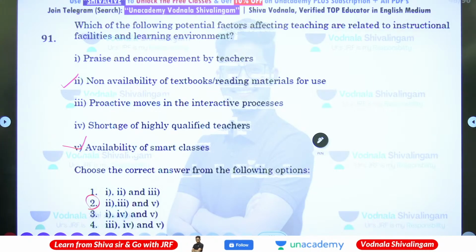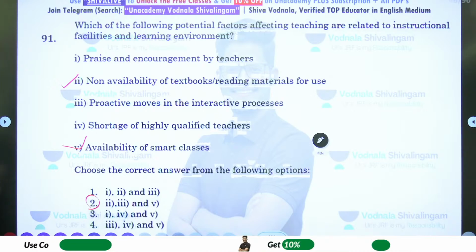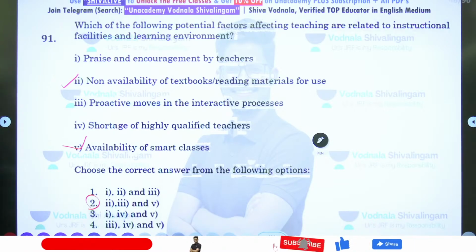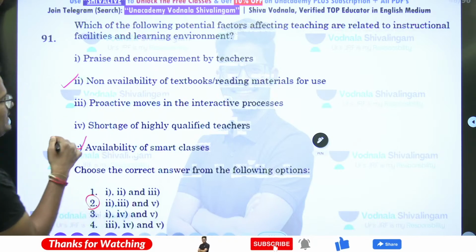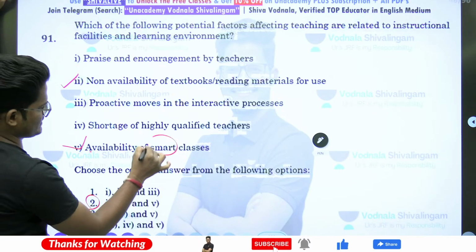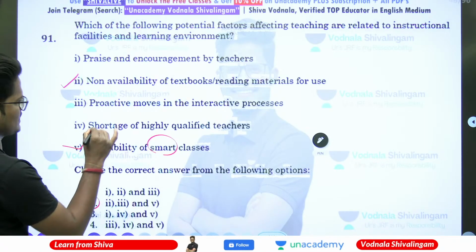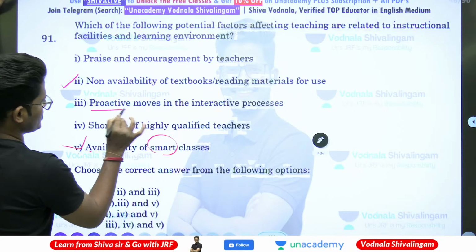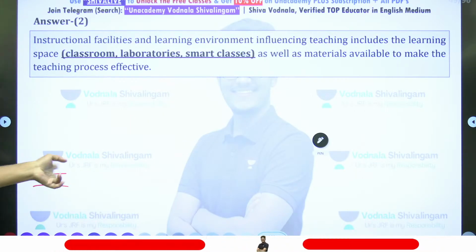Availability of smart classes. So potential factor for instructional facilities means what are the facilities which are available. And learning environment. Non-availability of textbooks means you have to make it available, otherwise it will be difficult. Availability of smart classes will enhance the learning impact. Learning will be easier if it is smart classes. Proactive moves means future-oriented moves should be there in the interaction. Next.